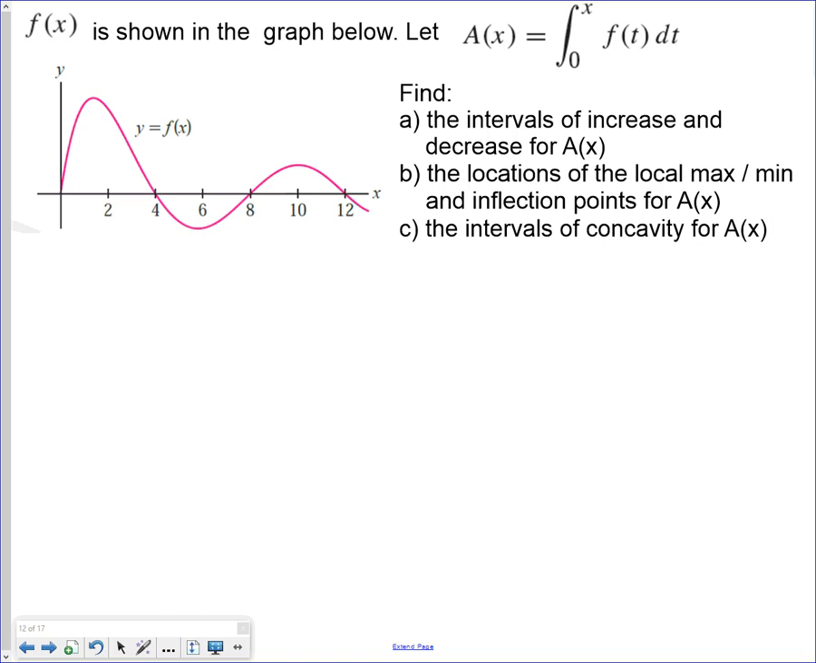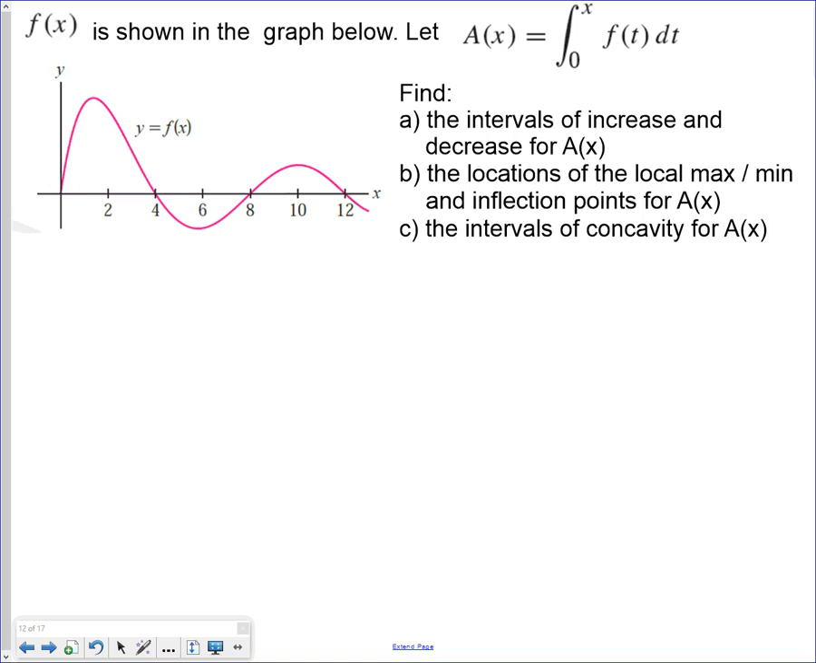So our function f at x is shown in the graph below. We're defining a function A at x, which is the integral from 0 to x of f at t dt. It should probably be f at x dx, but that's all right. And what we want to do is find the intervals of increase and decrease for A at x and locations of the maximum, minimum, and inflection points, and the intervals of concavity for A at x.